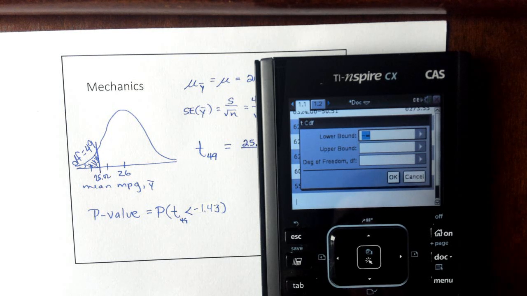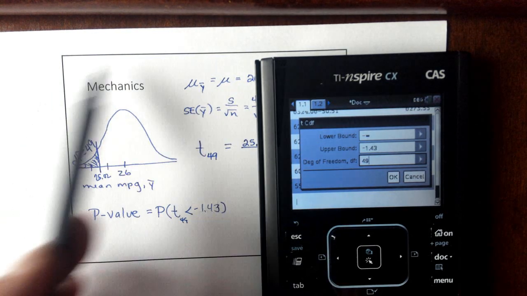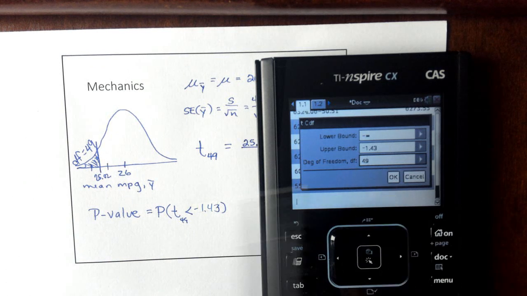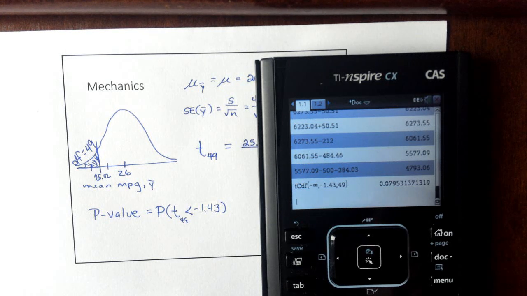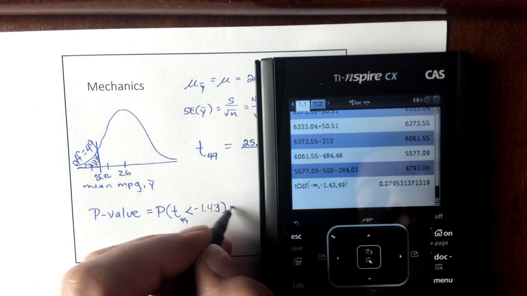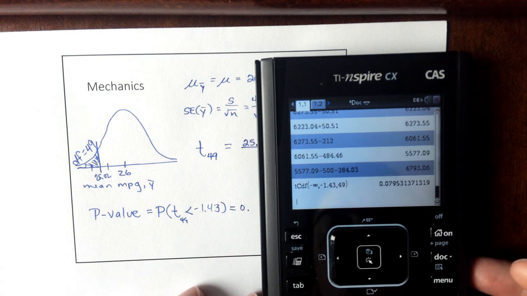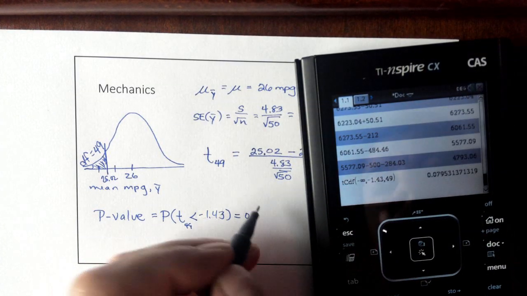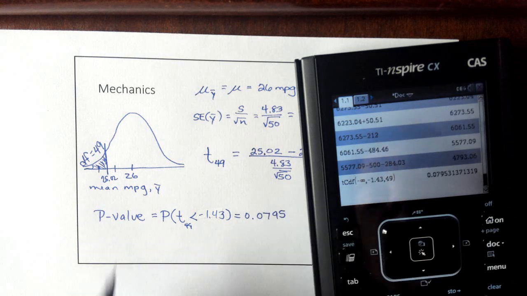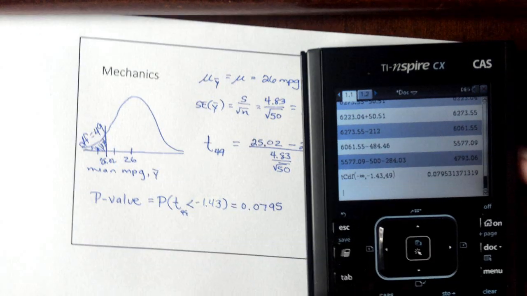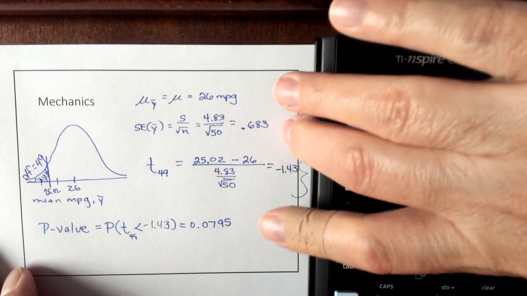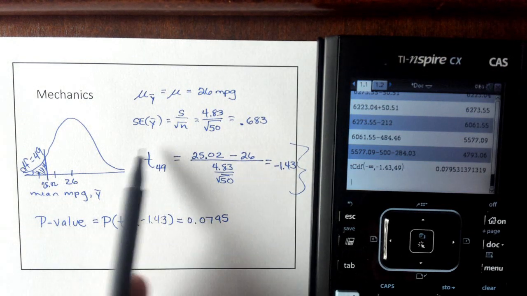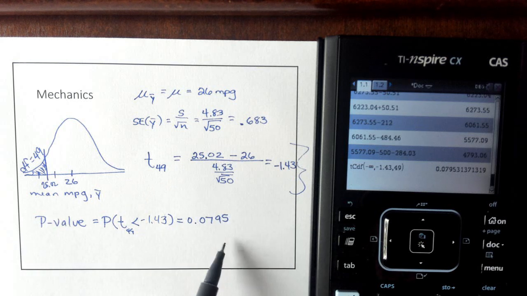So we have a lower bound of negative infinity, an upper bound of negative 1.43, degrees of freedom are 49, and if you forget to write it down somewhere before you pick up your calculator, there's your reminder that it needs to be on your paper somewhere. And then if we press OK, they tell us that that's about 0.0795. Okay, so there's all the mechanics. Bare minimum is to show the t-score calculation and to report your p-value.